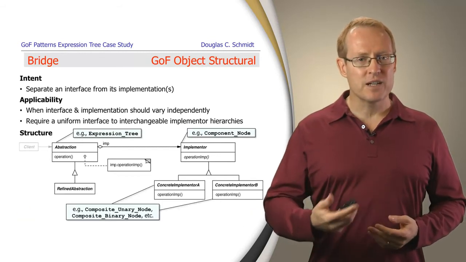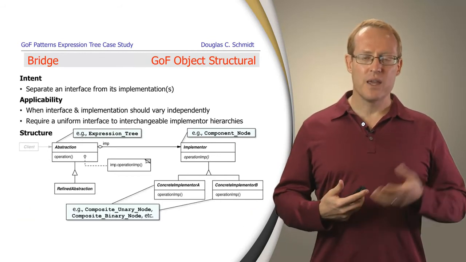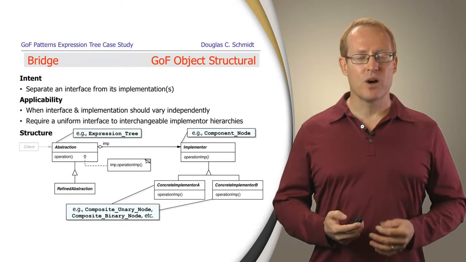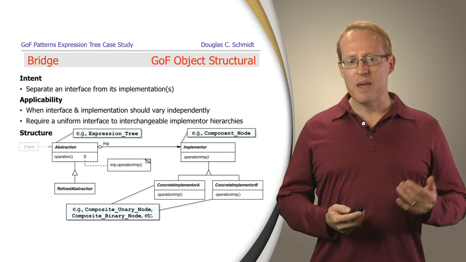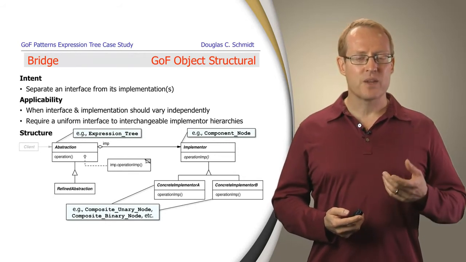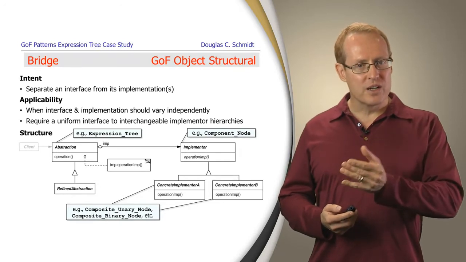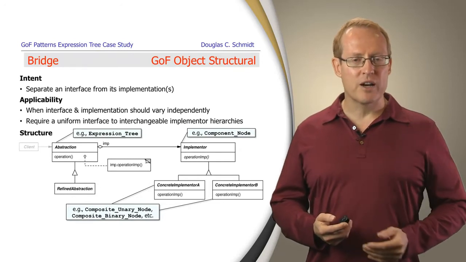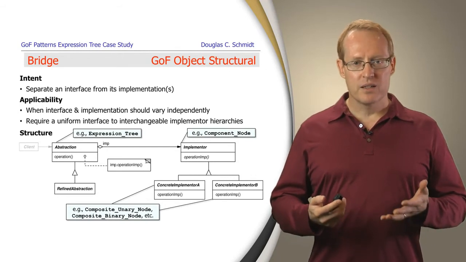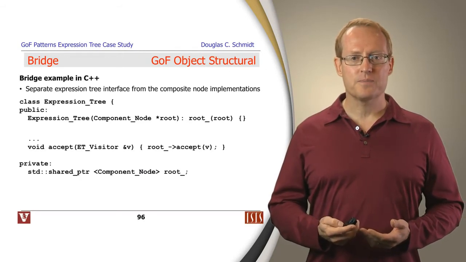And then we would have different kinds of concrete implementations: composite unary node, composite binary node, composite add node, and so on, that would inherit. And when a client makes an invocation on an operation through the abstraction, through the interface, that method forwards down through the implementer hierarchy to invoke the appropriate dynamically bound implementation from a subclass.